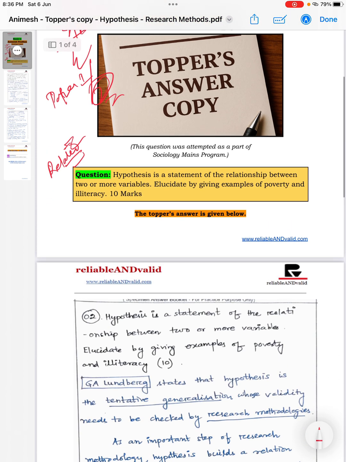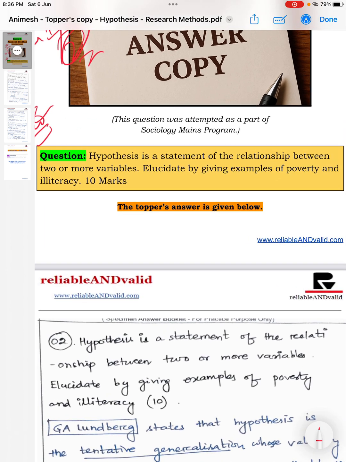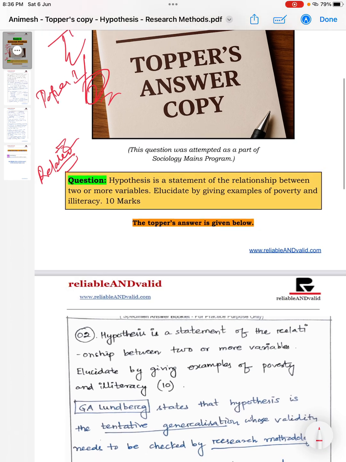So let's take a look at the question very minutely. Hypothesis is a statement of the relationship between two or more variables. Elucidate by giving examples of poverty and illiteracy. See the beauty of this question. First of all, a context statement is given: hypothesis is a statement of the relationship between two or more variables. So it is like a definition or explanation of hypothesis.